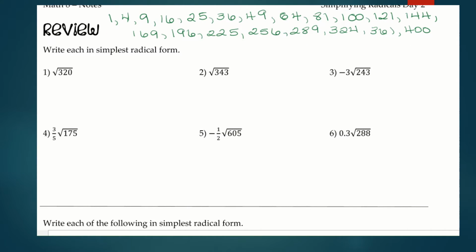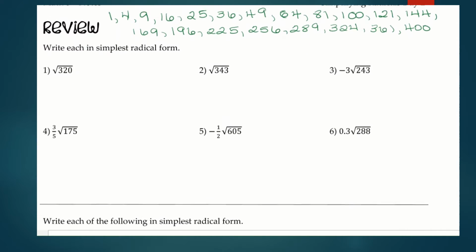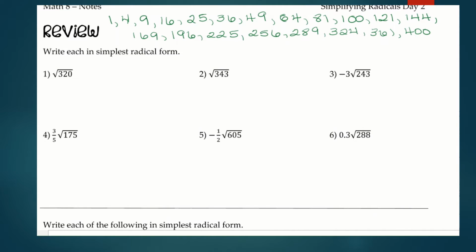Now for 320, if I'm looking at my list above, I'm thinking in my head, okay, what two numbers multiply together to give me 320? One of those numbers being a perfect square. So we have a couple options here. Now use your list. We obviously want one of these values in our list above to be one of the factors that we're using.